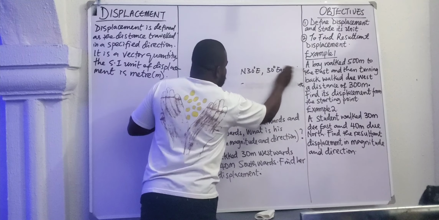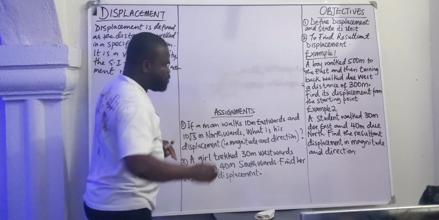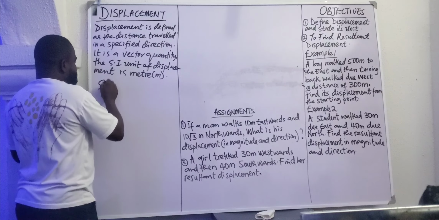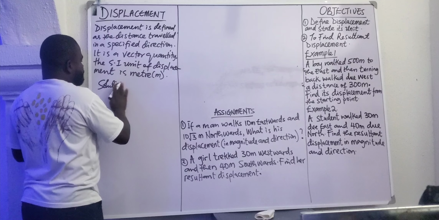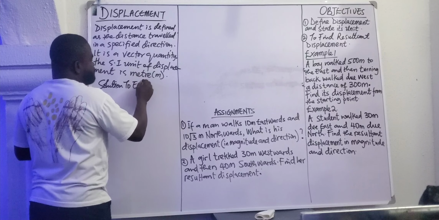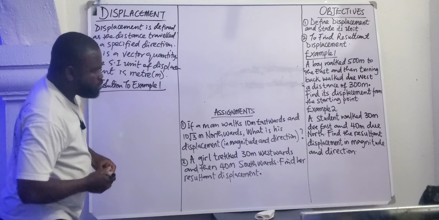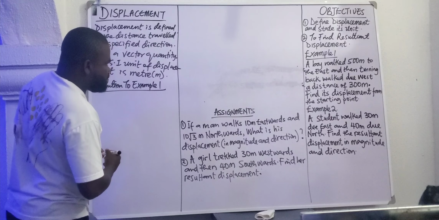A boy walked 500 meters to the east. Solution to example 1. A boy walked 500 meters to the east.